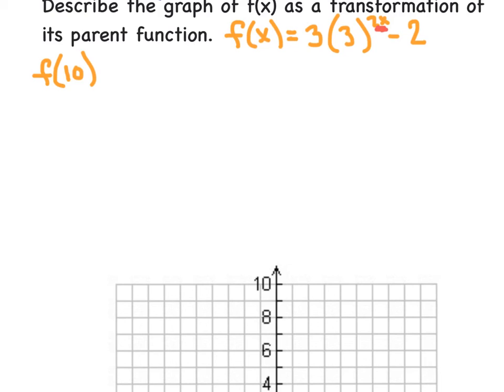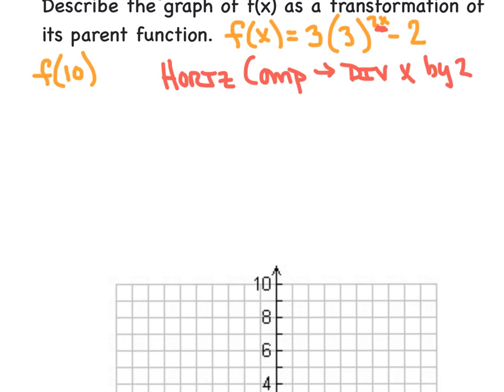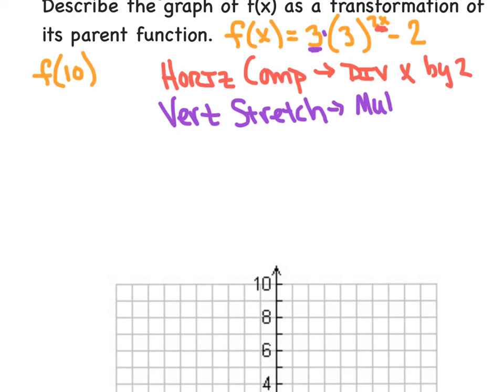So this is my first order of business, and that, ladies and gentlemen, is a horizontal compression, because remember we're multiplying x by a factor of 2, which implies that we're going to divide each x coordinate by 2. The next order of business, after I do 3 raised to that power, is to multiply by this coefficient of 3 out here. And that's going to be a vertical stretch. In other words, we're going to multiply each of the y coordinates by 3.